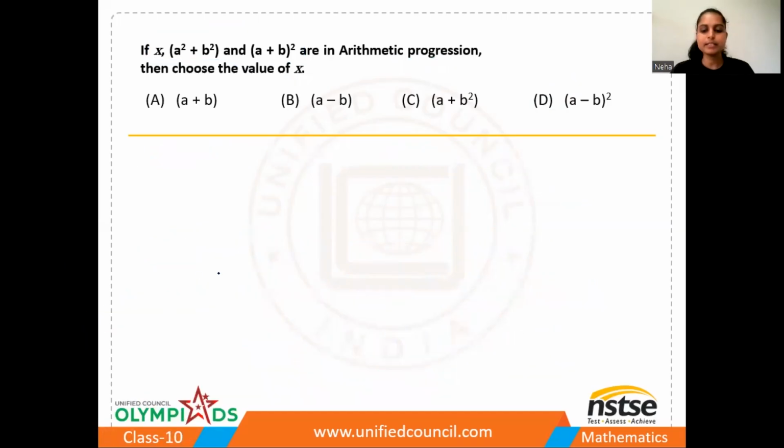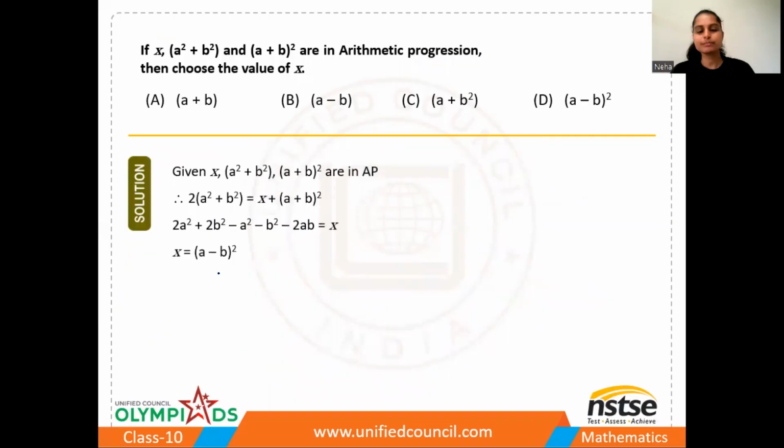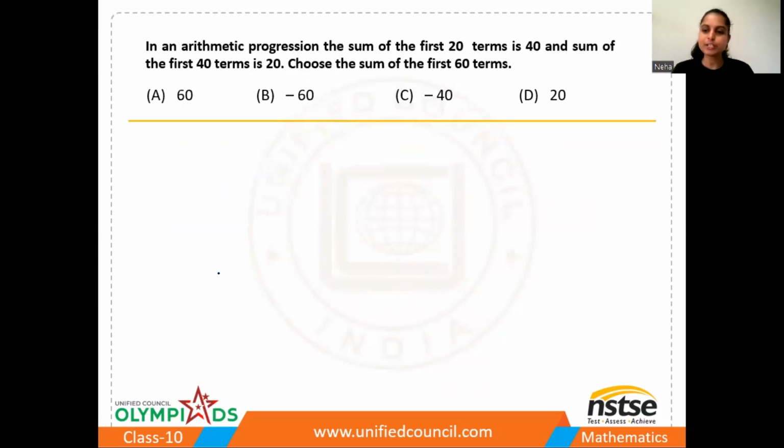Now let me erase this all part and let me show you the detailed explanation for this question. Perfect. Now let me show you the next question, my dear students. This is the next question. So the next question is saying that in an arithmetic progression, the sum of first 20 terms is 40 and the sum of first 40 terms is 20, then find the sum of first 60 terms.